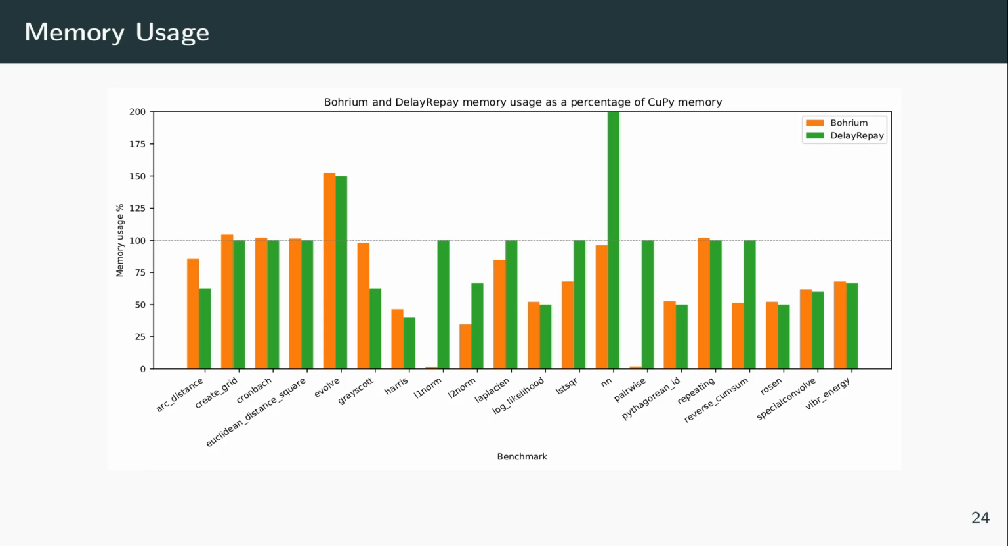This chart here shows the memory usage of Bohrium and DelayRepay compared to CuPy. In most cases, we see reduction in memory usage, which you would expect when fusion is achieved. Note there are two cases where Bohrium appears to have memory usage of 0. This is to do with the failure to instrument Bohrium, where it crashed trying to instrument it.